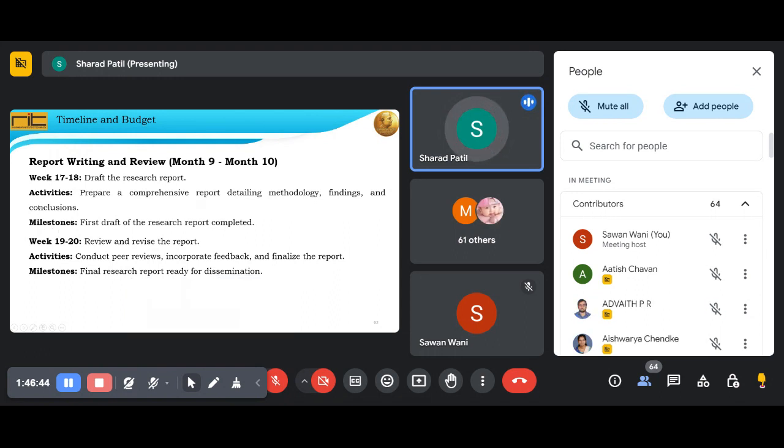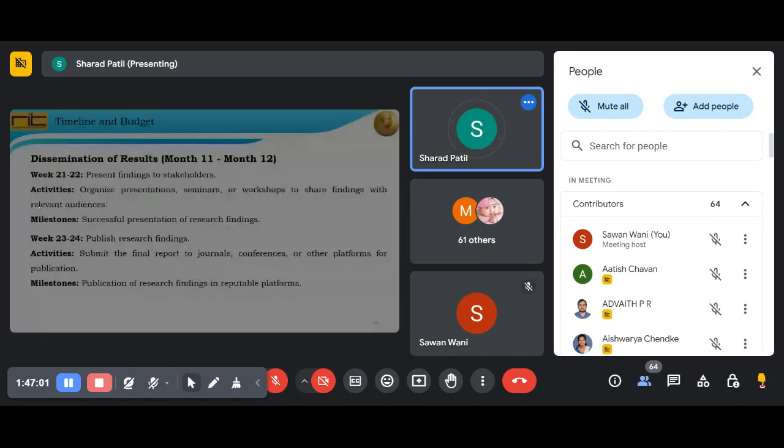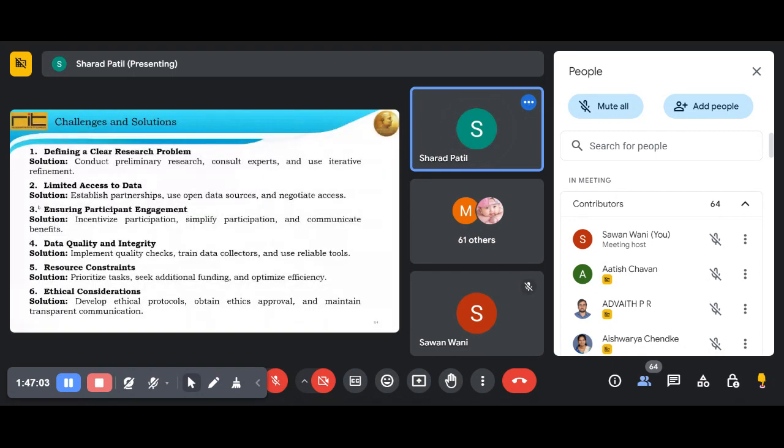And this is the micro planning of the research design. You can have planning week wise, month wise, year wise, and you can have this complete research design and planning to execute your research work and complete it within the time period. Okay. So dissemination of the results.